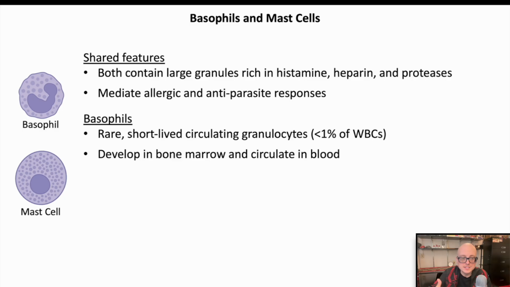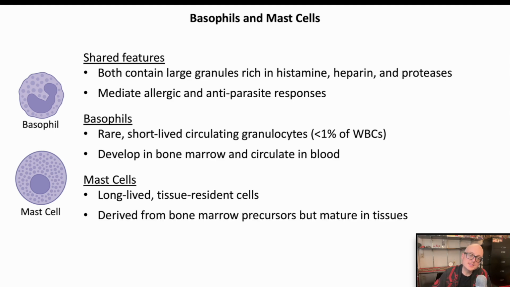Like all immune cells, they develop in the bone marrow, but they spend their life in the blood and respond to helminth infections and other parasite infections specifically that we find in the bloodstream. In contrast, mast cells are very long-lived tissue-resident cells. You don't find mast cells in the blood.